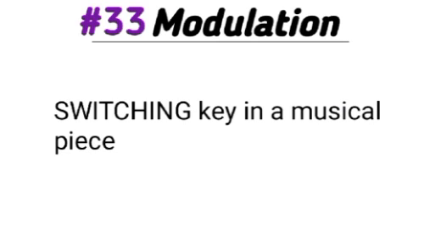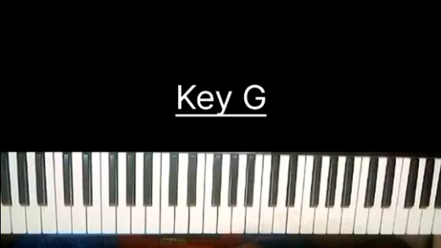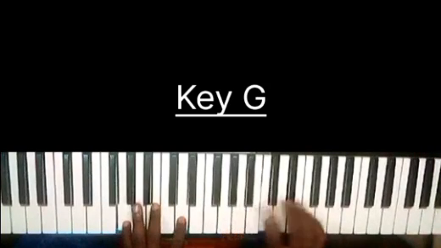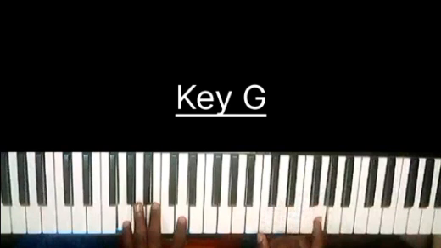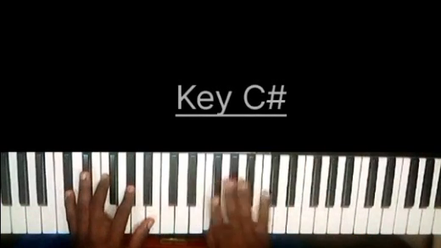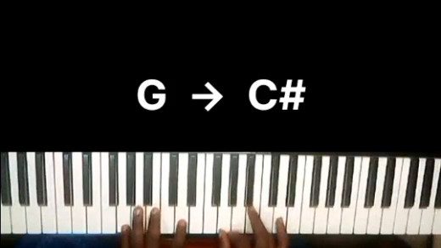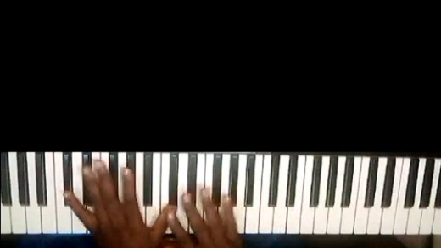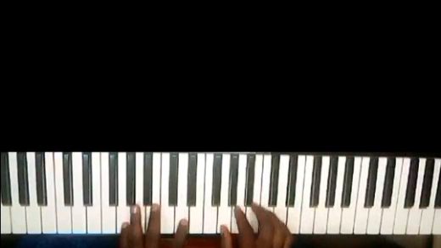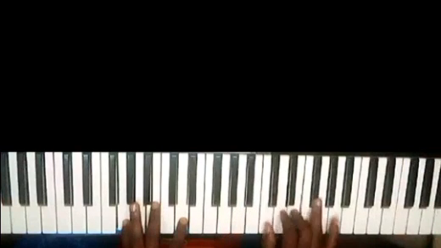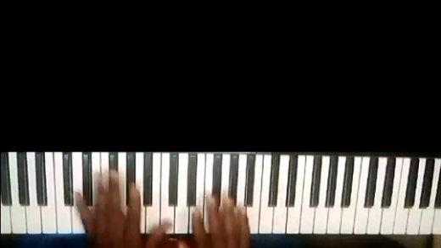Modulation. Now, modulation is simply the act of switching or changing key in a musical piece. So let's say we are playing a song in the key of G. So this is the key of G major scale. Okay, so let's say we're playing a song on this key and we move to another key, let's say C sharp major scale. So this means that we've modulated from the key of G to the key of C sharp. So what this means is that we've modulated from the key of G, which is this, and we started playing in the key of C sharp, which is this.